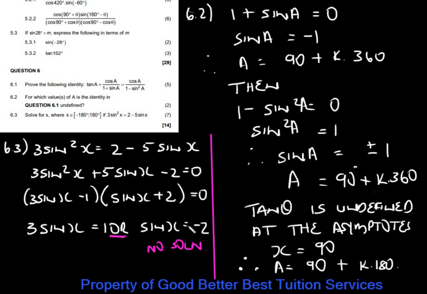or sine x is equal to negative 2. Now, sine x is equal to negative 2 will not give us a solution because we know that our values need to lie between 1 and negative 1. So negative 2 will not give us a solution, but 3 sine x is equal to 1 will give us a solution.